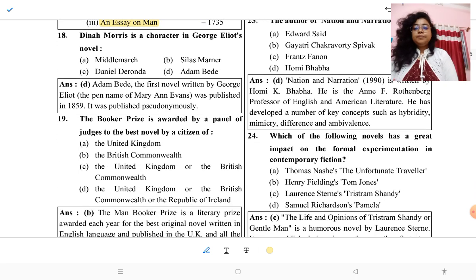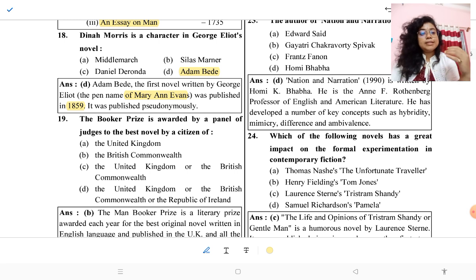Then the next question: Dinah Morris is a character in George Eliot's novel Adam Bede. Adam Bede was the first novel written by George Eliot, the pen name of Mary Ann Evans, published in 1859. It was published pseudonymously, and Dinah Morris is the character from Adam Bede. If you know the summary, you should know that Adam Bede was very much fascinated with the character, the lady Dinah Morris, and at the end of the novel, you can see that she was hanged.